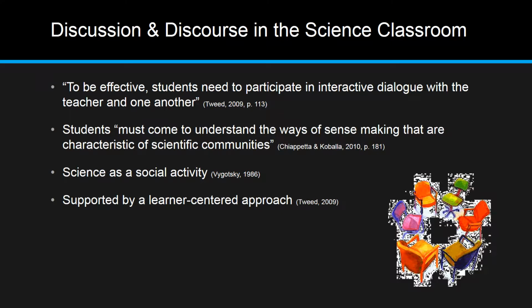What is meant by this statement is that science is a social subject, and thus science learning is a social activity. Consider how scientists function in real-life situations. They function in collaboration with one another, which of course requires effective communication. So, if we view science learning as a social activity, then we'll also realize that discussion and discourse are supported by a learner-centered approach.